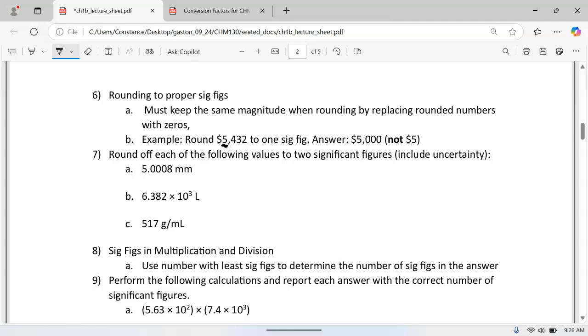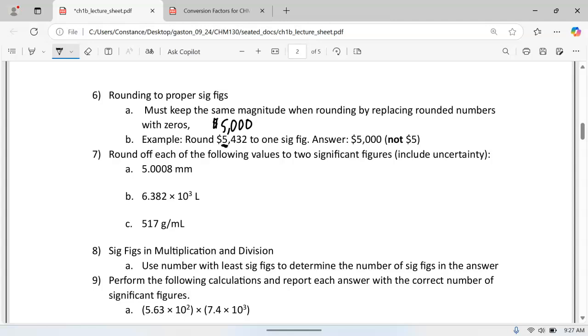Okay, so even though those trailing zeros may not be considered significant, they can still be important when it comes to magnitude. So if I want to round 5,432 to 1 sig fig, I keep the 5, and then I have to replace all of my other numbers with zeros. Okay, and then that gives me the about $5,000 in the bank.